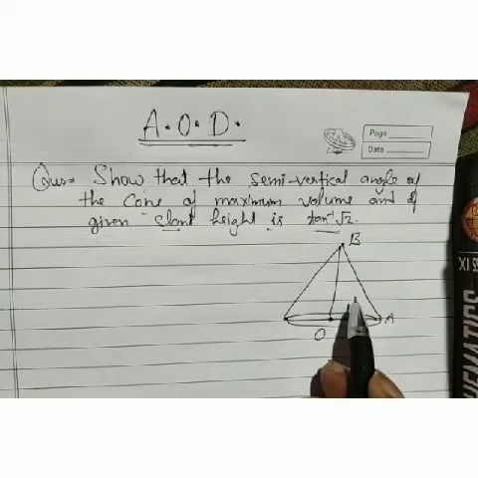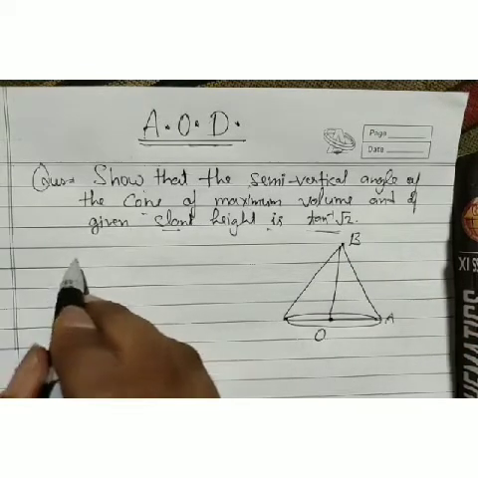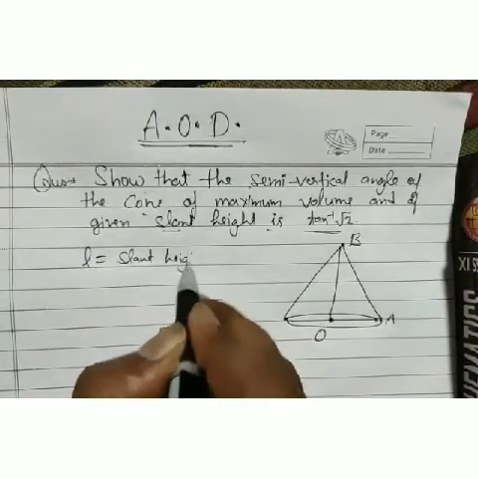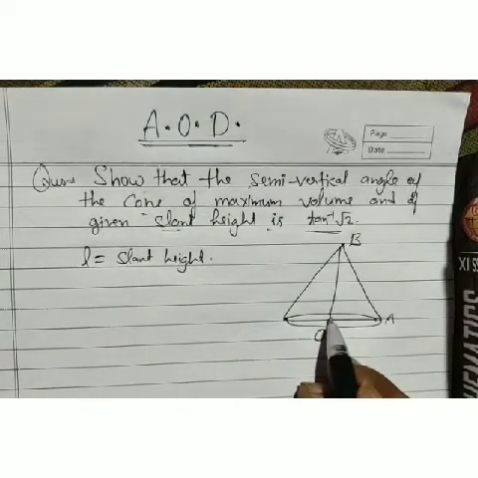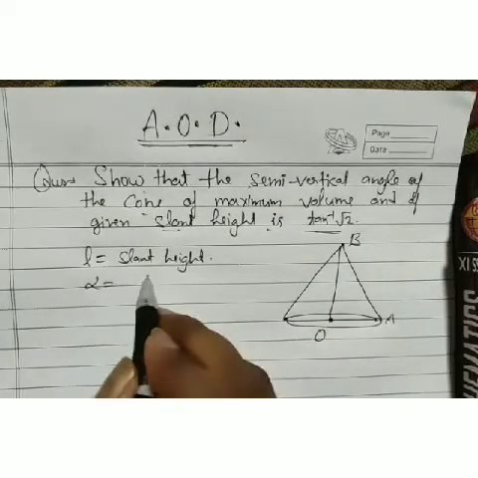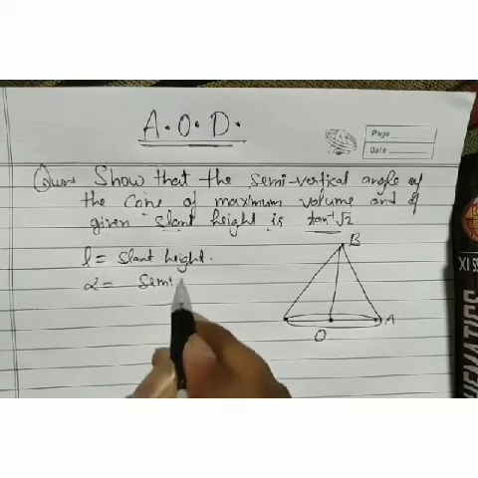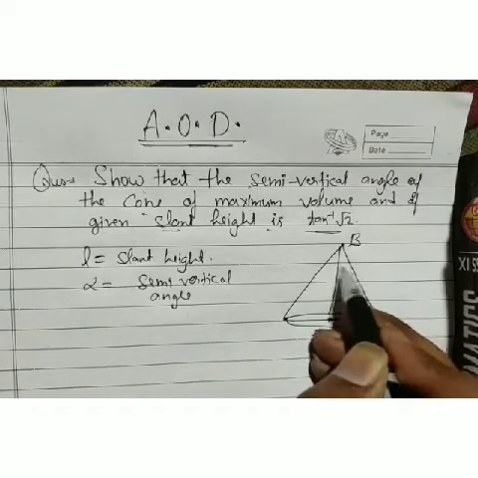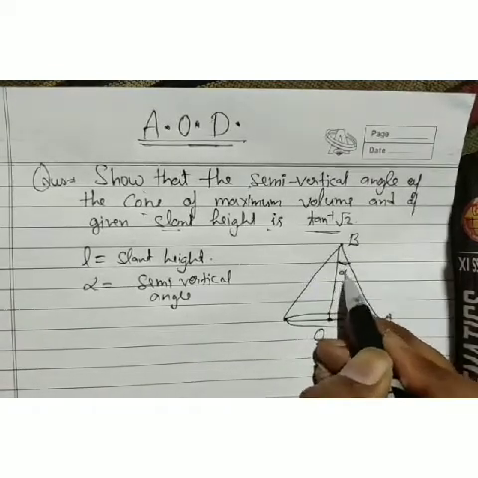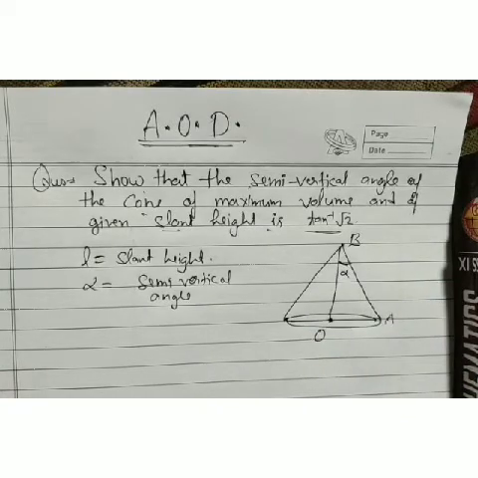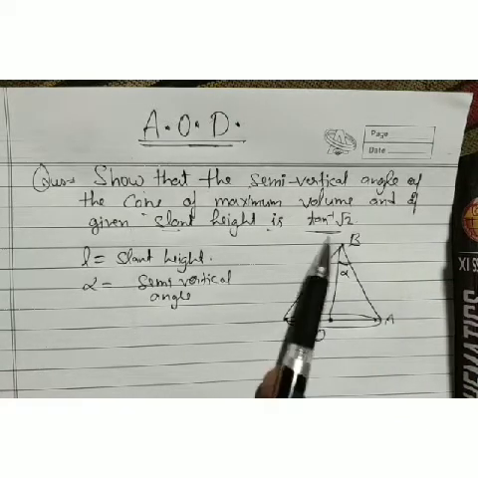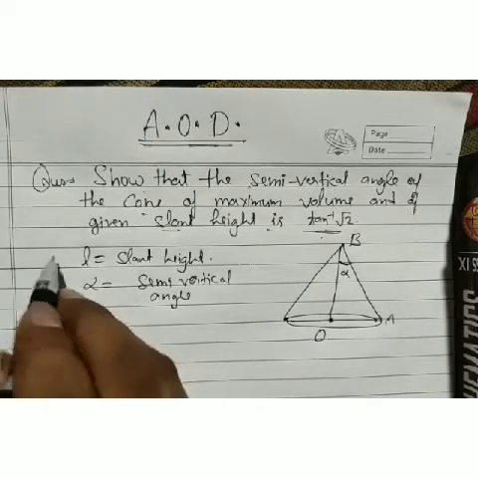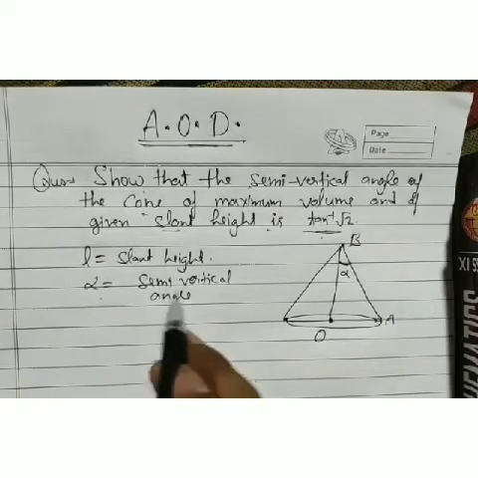Now we suppose L is the slant height. Now we take alpha. Alpha is our semi-vertical angle. This is our alpha here. Our angle OBA is alpha, and we have to show that the value of alpha is tan inverse root 2. Now we suppose that L is the slant height and alpha is the semi-vertical angle.